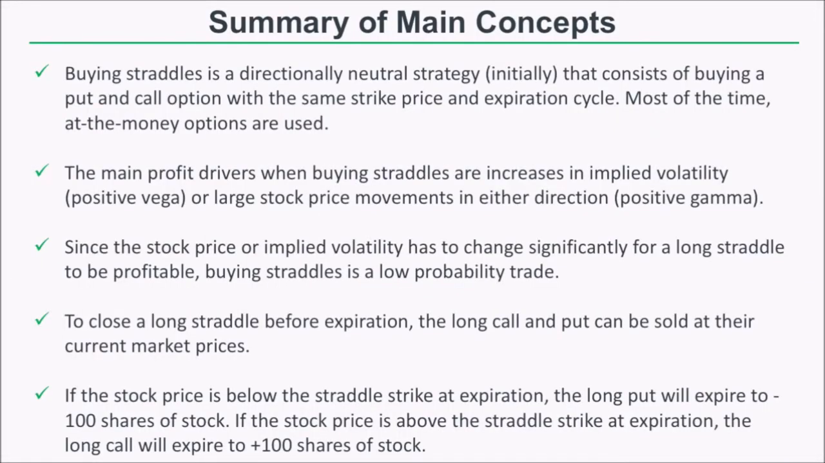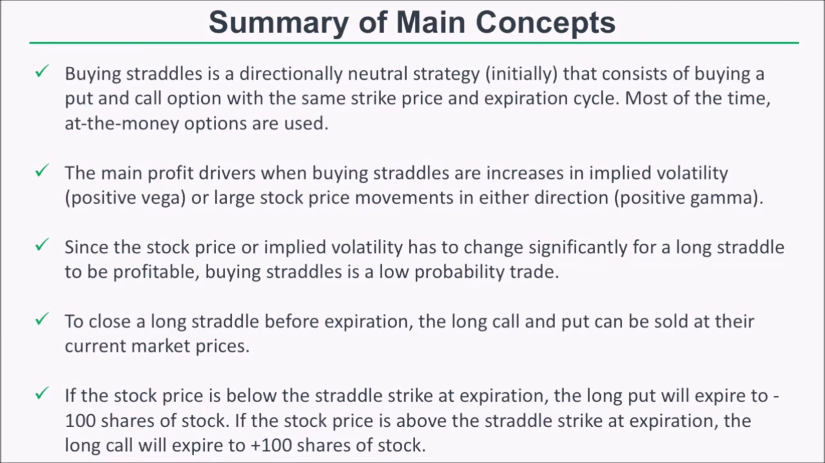Alright, now let's quickly summarize the main concepts from this video. So first and foremost, buying straddles is a directionally neutral strategy that consists of buying a put and call option with the same strike price and expiration cycle. Now most of the time, at-the-money options are used. Now the main profit drivers when buying straddles are increases in implied volatility because a long straddle has positive Vega, or large stock price movements in either direction because a long straddle has positive gamma.